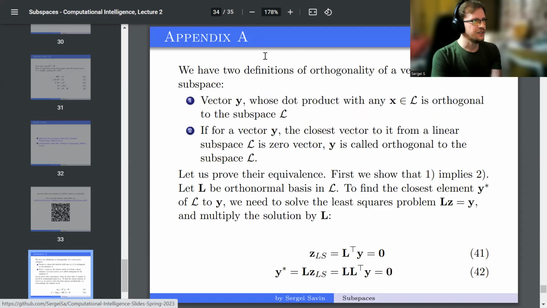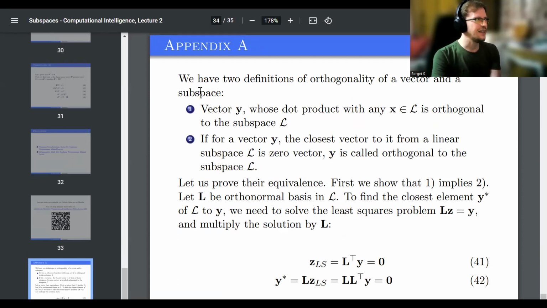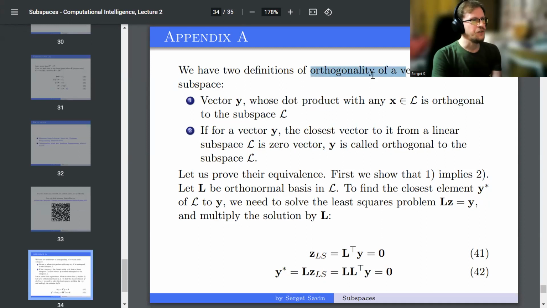This time we also have an appendix. In the appendix, there was a need to prove that two definitions of orthogonality are the same. One was that a vector y whose dot product with any x in L is zero is orthogonal to the subspace L. That is the definition of orthogonality. Another one was that if the closest vector to y in the linear subspace L is the zero vector, then y is orthogonal.